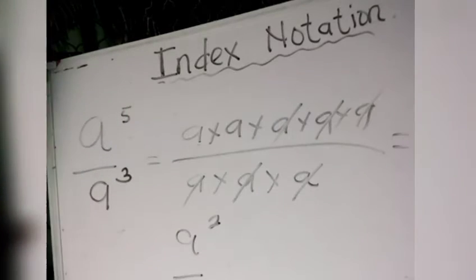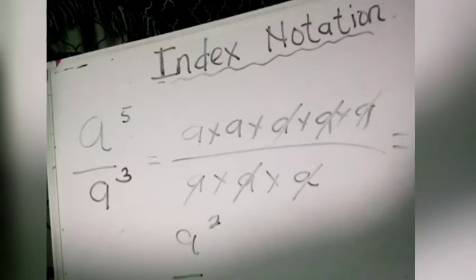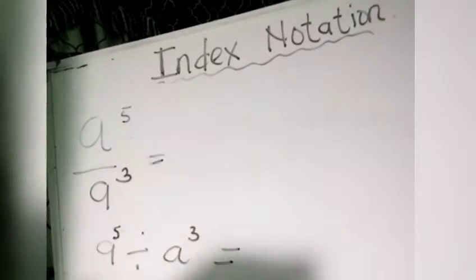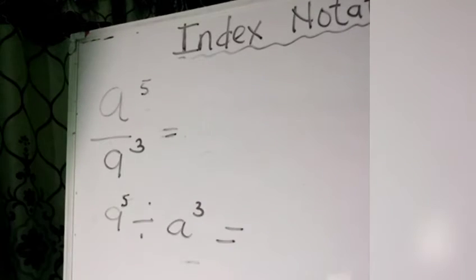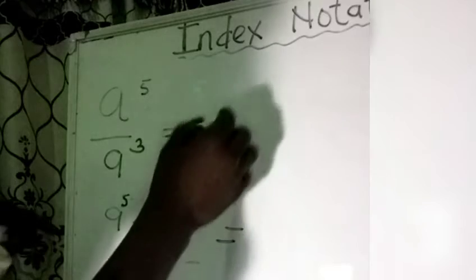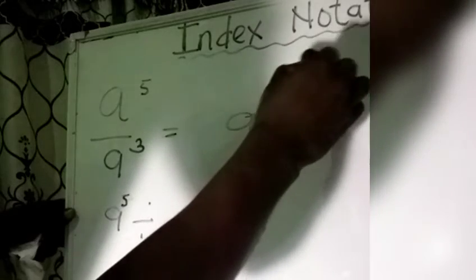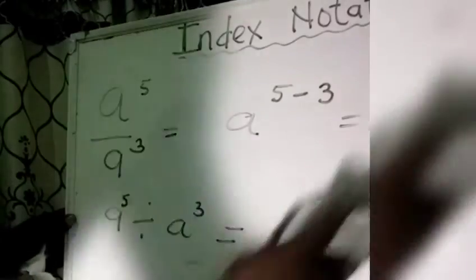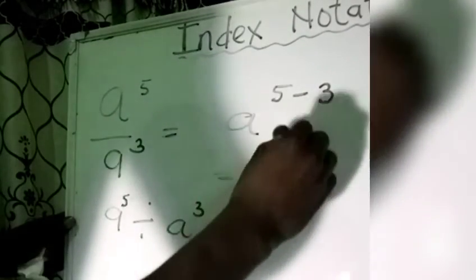Do you get it? Instead of you going through all this long method, our second property will make it very simple for us. Our second law says that when two index numbers are dividing and the bases are the same, just subtract the exponents. So if this and this are dividing and the bases are the same, you take the base as 1, then you subtract the powers. So it's equal to a exponent 2.